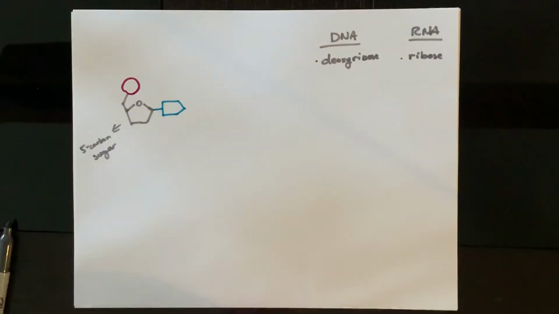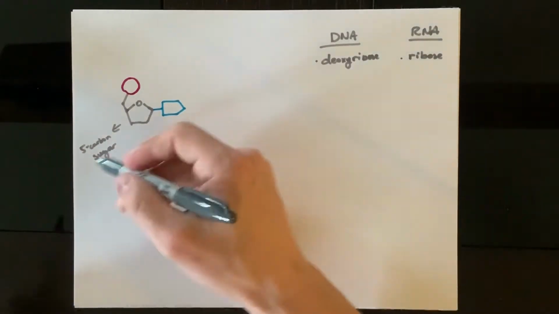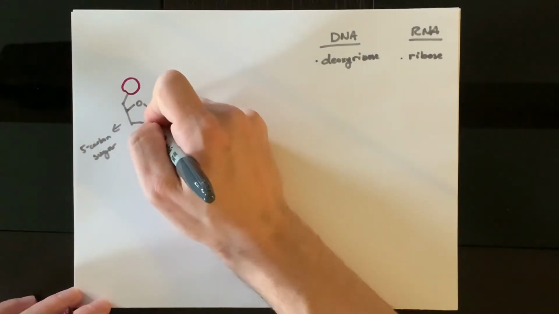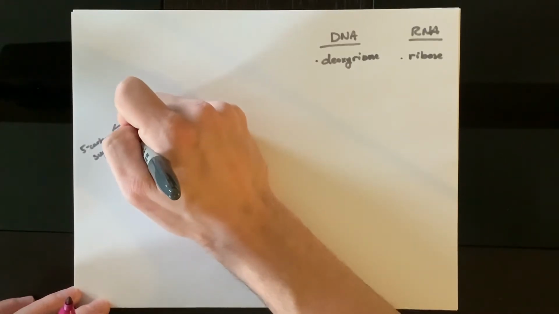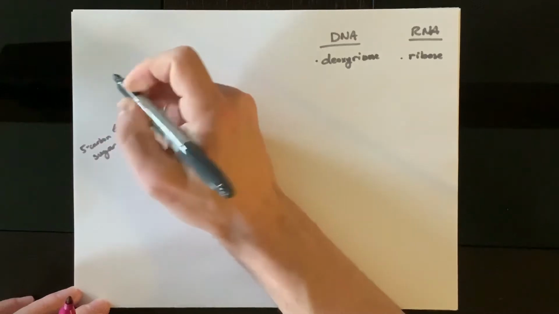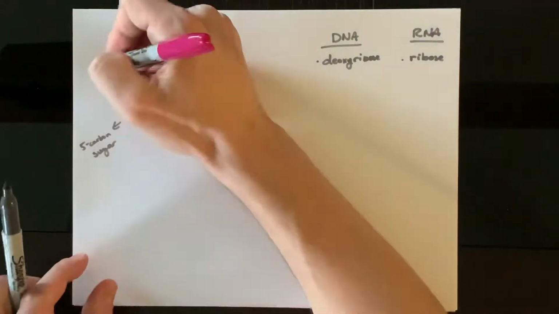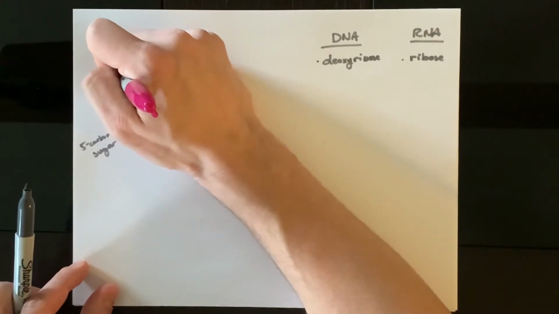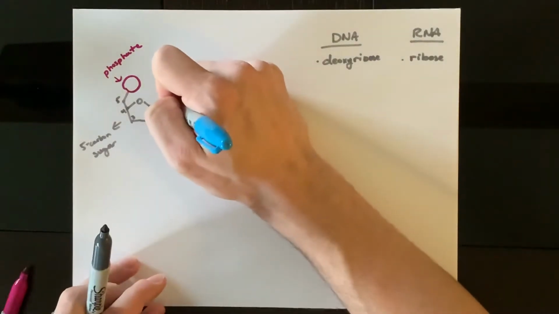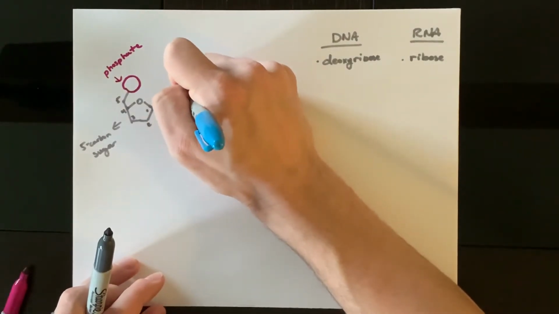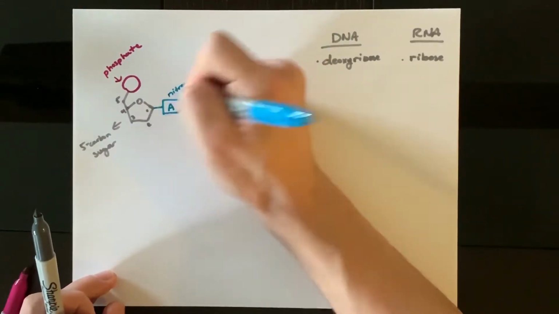Now, looking at our 5-carbon sugar, it's made up of 5 carbons, obviously, but if we count them, this would be carbon 1, this would be carbon 2, this would be carbon 3, this would be carbon 4, and then up here, attached to the phosphate, that's our 5th carbon, right? And there is your phosphate. And here is your nitrogen base. I'm just going to say this is adenine.